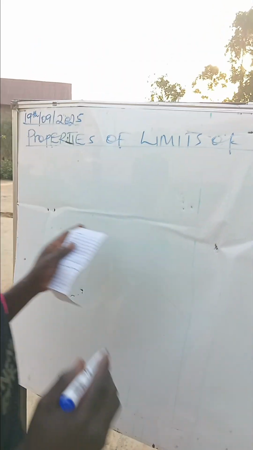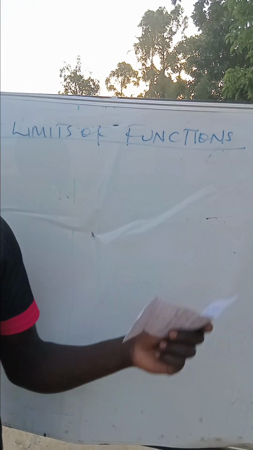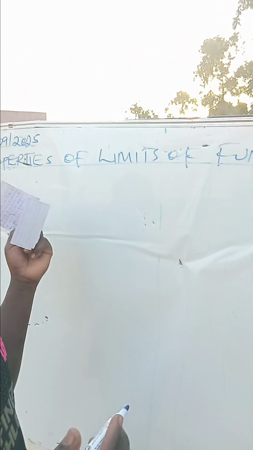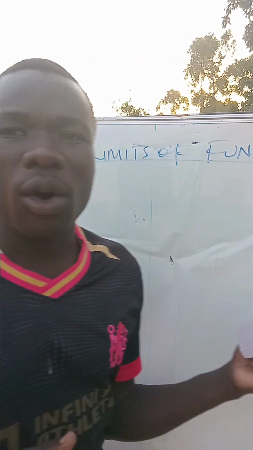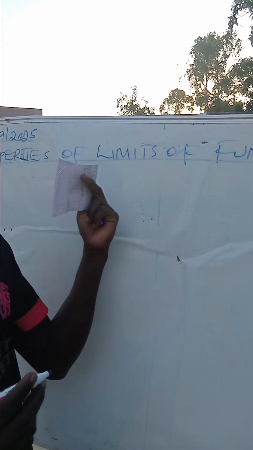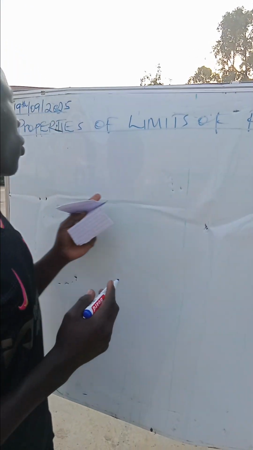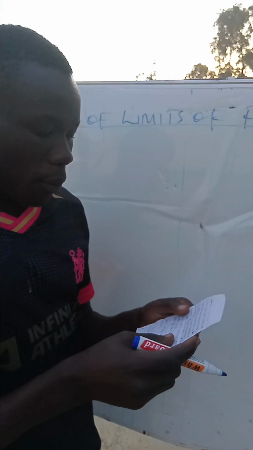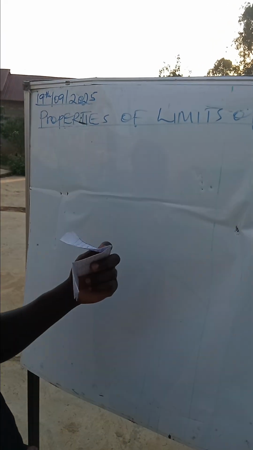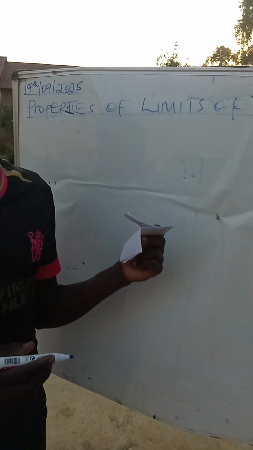Today I would like to take you through properties of limits of a function. Properties of limits of a function help us to evaluate limits and understand how to evaluate different operations as far as limits are concerned. So, properties of limits apply when the individual limits exist.